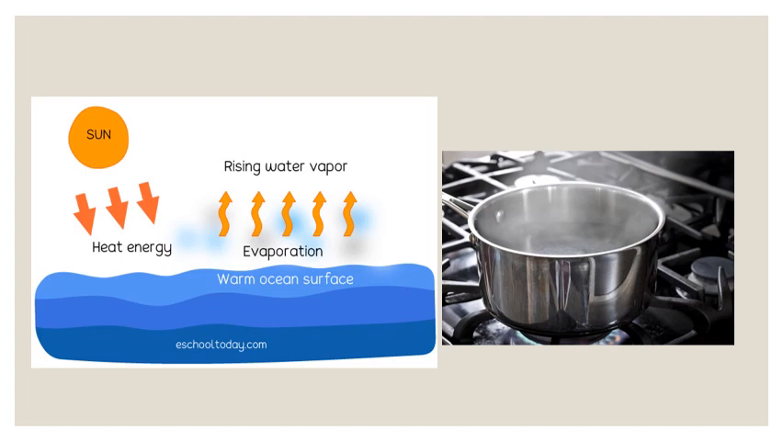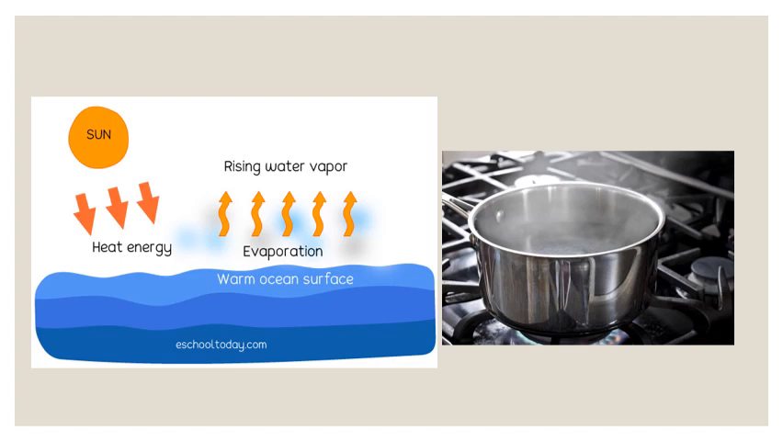So, the three physical processes involved in the hydrological cycle are evaporation, condensation, and precipitation, and we'll study about each of them. First, let us study about evaporation. Evaporation is the process by which water is converted into water vapor by the heat of the sun.